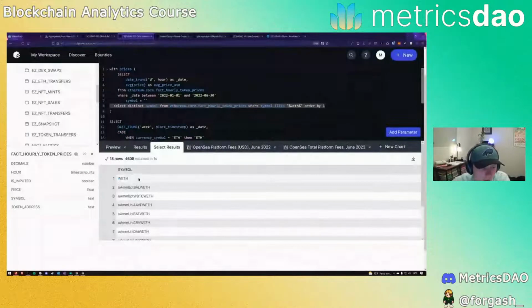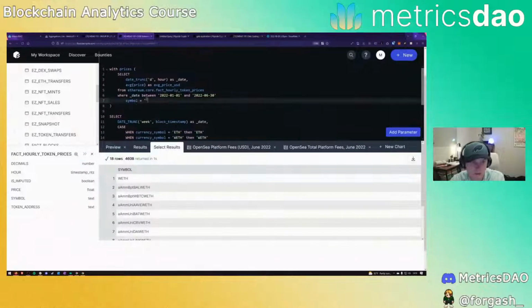Well, we've got wrapped ETH, and that's an ERC20. So presumably, if I were to look at the docs, it would tell me that this is token prices. So we won't have native ETH in here, but we will have wrapped ETH, which is okay. We can use that as a proxy for the price of ETH as it trades 1-to-1. So this should give us just the price of ETH.